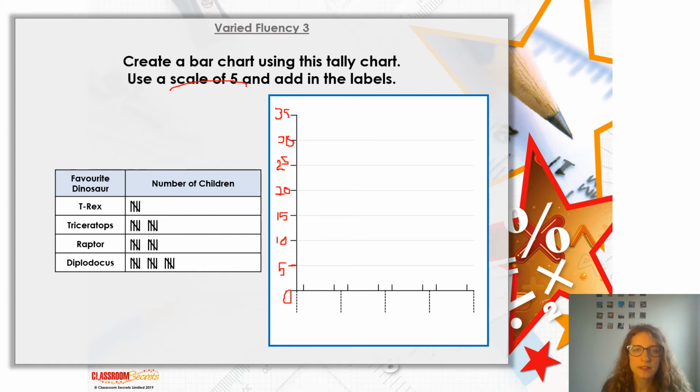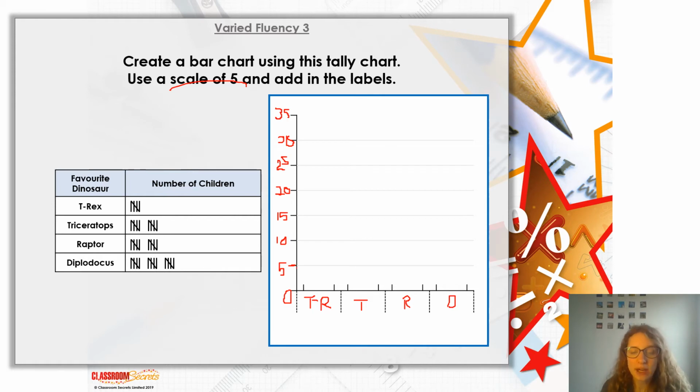Okay, so then down the bottom, we've got 4 different sections. Looking on here, what information do you think we put along the bottom? Okay, so we're going to put the dinosaur names. I'm just going to do a quicker version. I'm going to put TR for T-Rex in that box, and then T on its own for Triceratops. Then we have R for a raptor and D for the Diplodocus. And I apologise if I said any of those dinosaur names wrong.